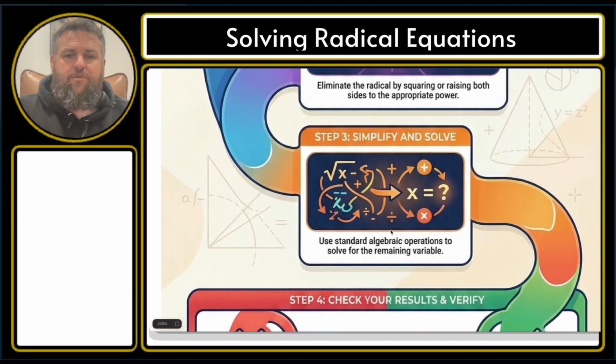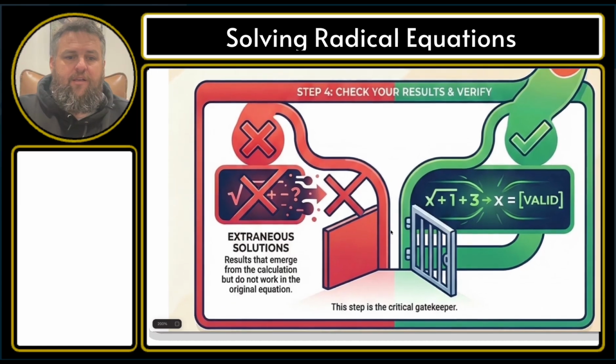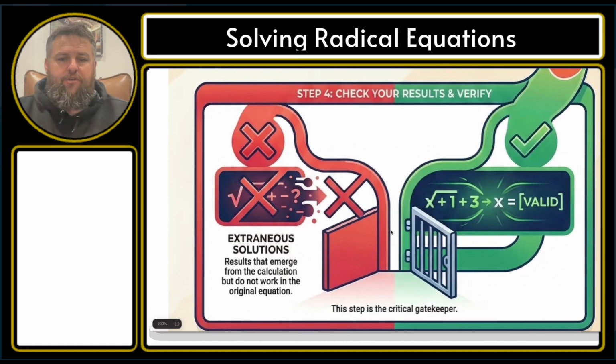Step 3, we're going to simplify and solve. We're going to use standard algebraic operations to solve for the remaining variable. Step 4, check your results and verify. Extraneous solutions could occur. These are results that emerge from the calculation, but they do not work in the original equation. This step is a very critical gatekeeper.